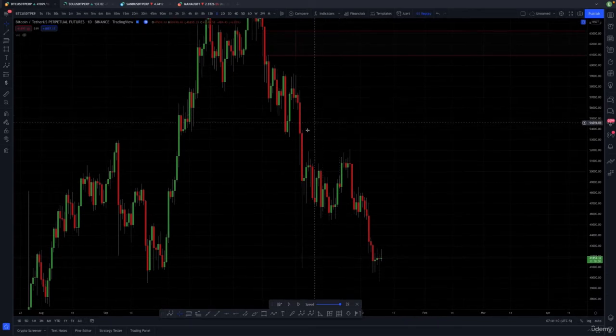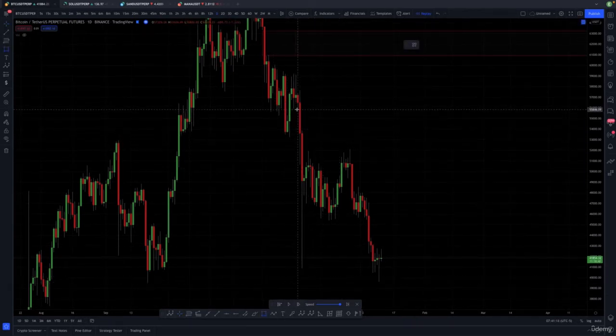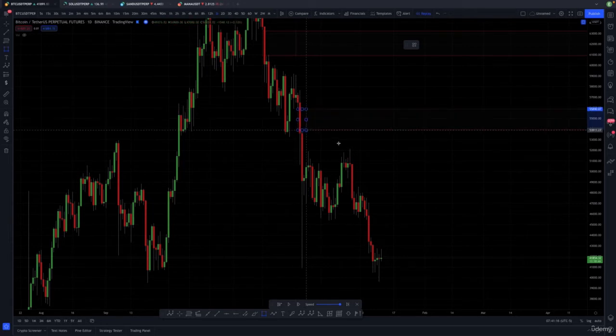Also, we can see here that there is an area of imbalance that was not filled. So this week to week, right?